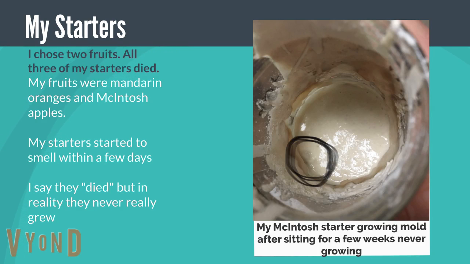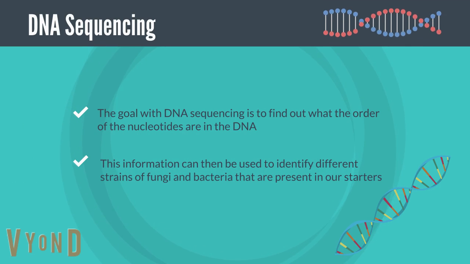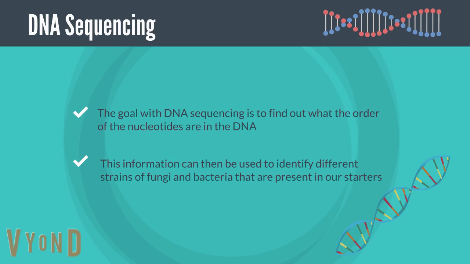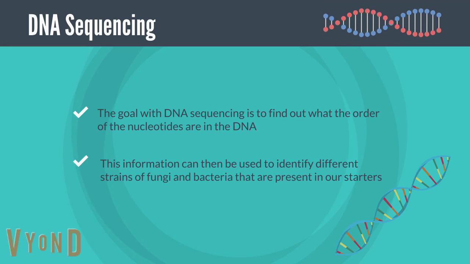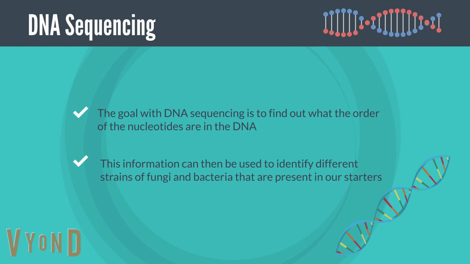And as you could see, after a few weeks of just sitting, my Macintosh starter here started to grow mold. But eventually, all of my starters grew mold, even the control. So if my classmates had starters that survived, they submitted them for DNA sequencing. But what is DNA sequencing? So the goal is to find out what the order of nucleotides are in the DNA, and this information can then be used to identify different strands of fungi and bacteria that are present in our starters.